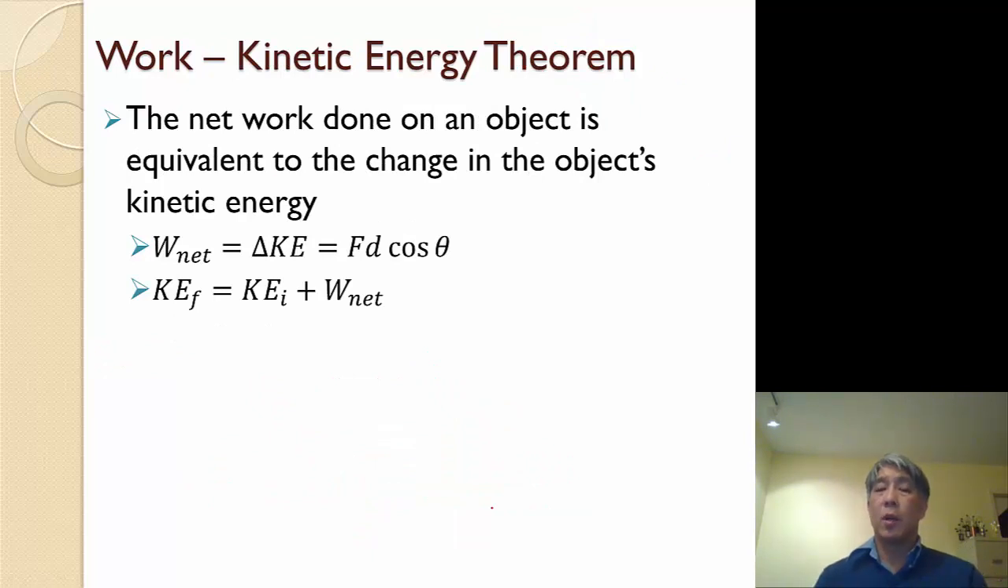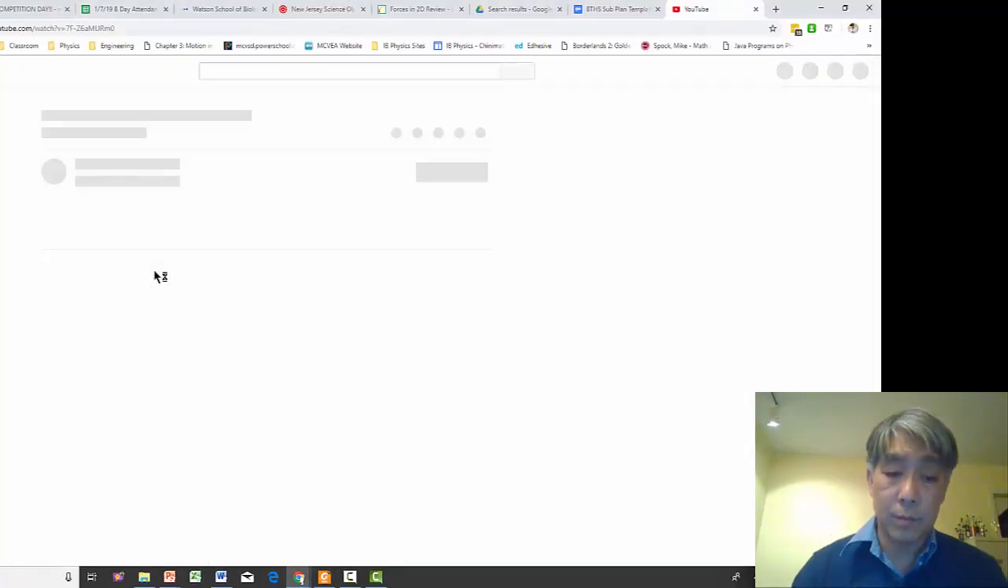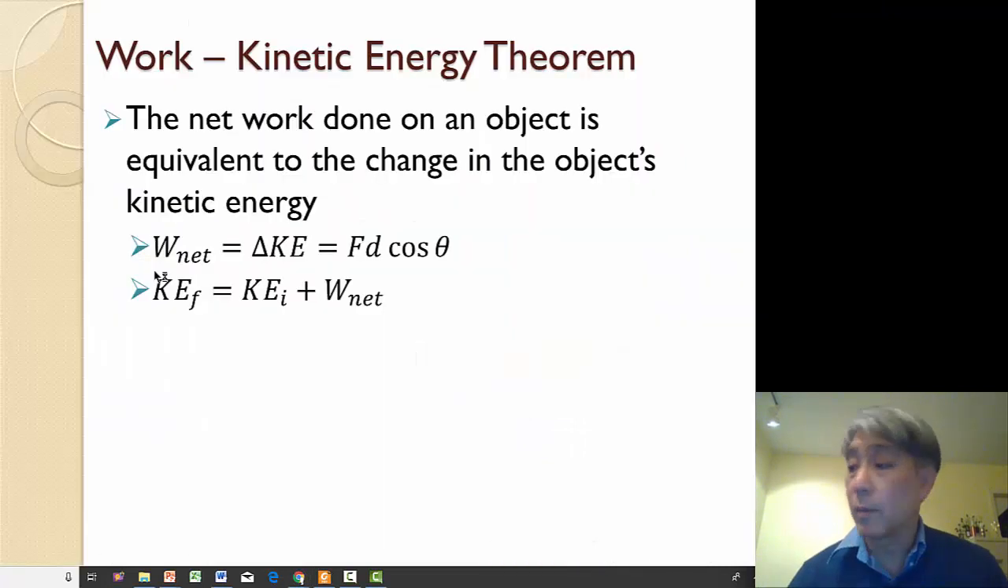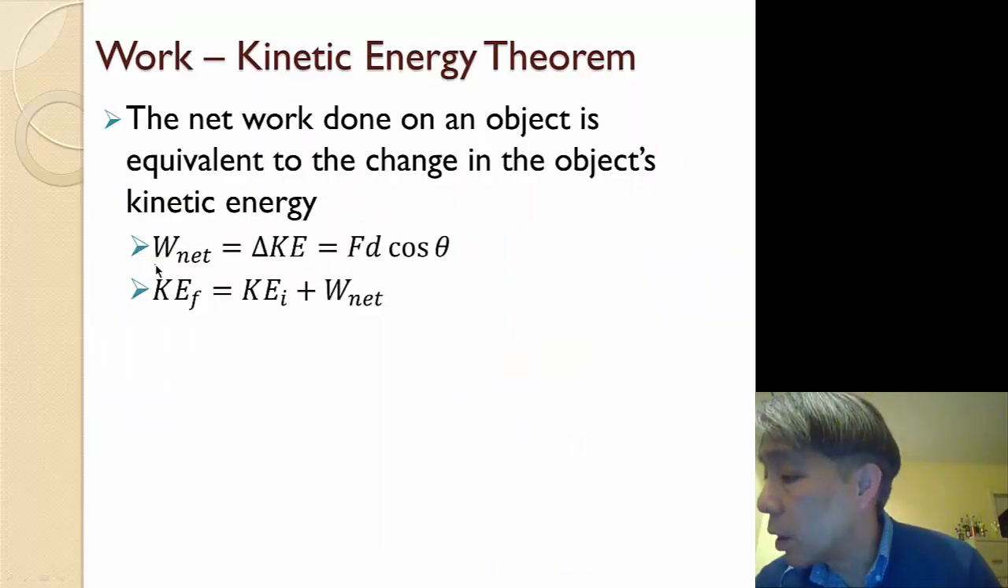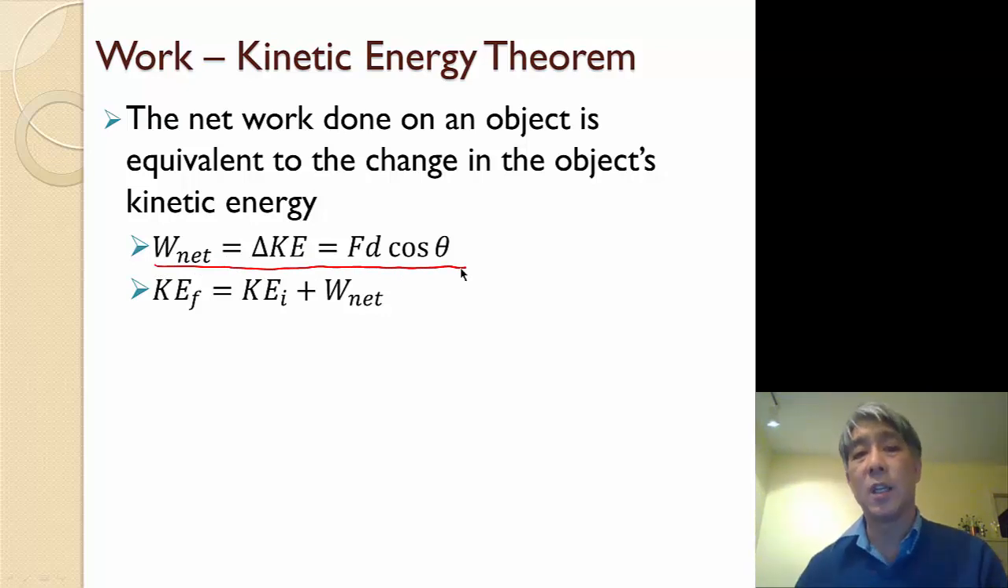This is a key theorem that we're going to be using, okay, which is the work kinetic energy theorem, which says that the net work done on an object is equivalent to the change in the object's kinetic energy. So this equation here says the net work is equal to the change in the kinetic energy is equal to force times distance times the cosine of theta.